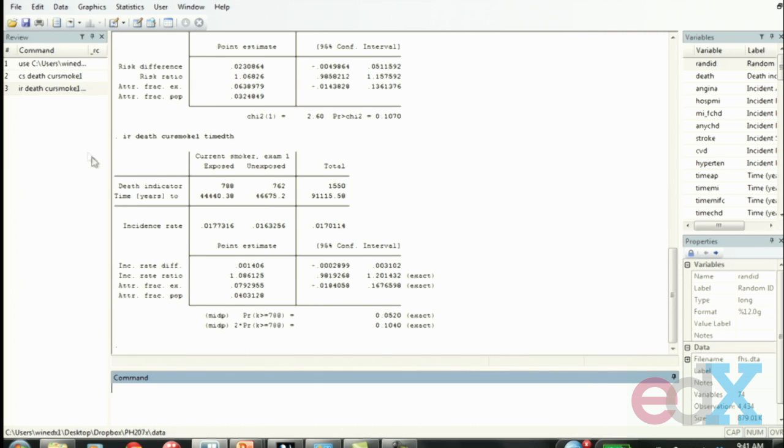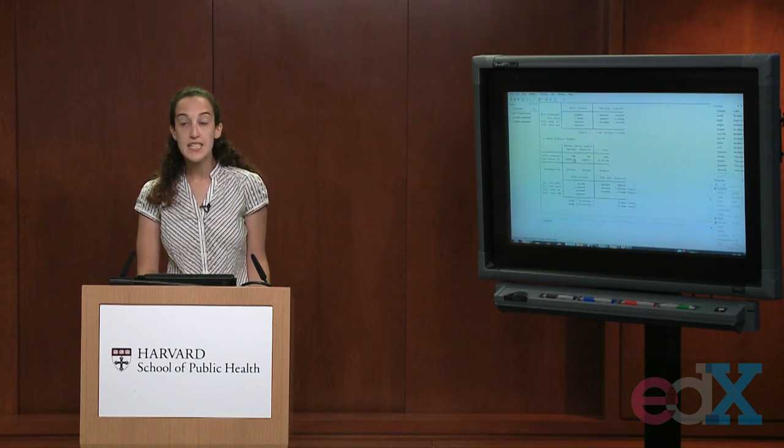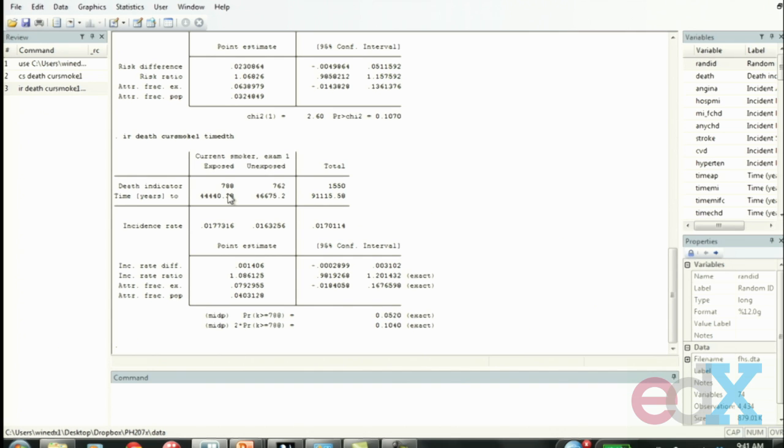Again, we get these results coming up, and we're just interested in the top part of the table, the part that I have highlighted right now. The columns are exactly the same as they were before. We have current smokers at baseline in the first column, and we have current non-smokers at baseline in the second column. Our first row is our death indicator. This is how many deaths occurred among smokers and non-smokers. So we can see that as we expected, there were 788 deaths among smokers and 762 deaths among non-smokers.